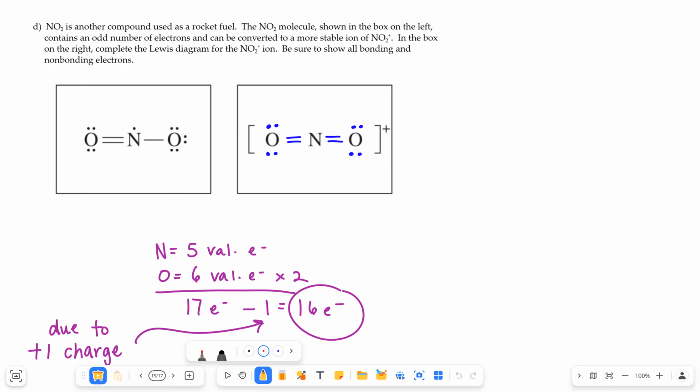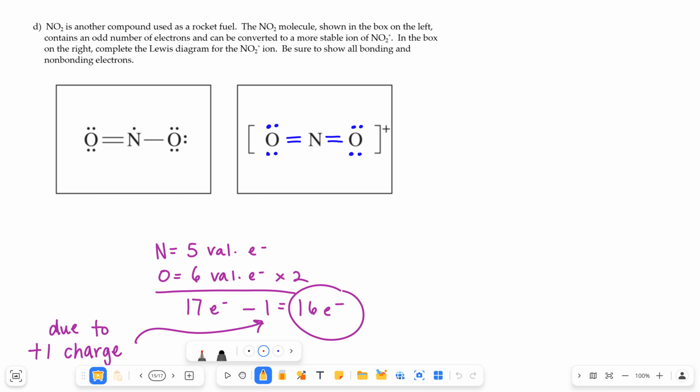In the box on the right, we want to complete the Lewis diagram for NO2+, showing all bonding and non-bonding electrons. Now, a couple errors that occurred were usually that people just didn't get the right electron count. So the nitrogen has 5 valence electrons, the oxygen each have 6, which gives you a total of 17. But then that +1 charge means you're going to lose an electron. So often people added an electron and then they drew a structure with 18 rather than 16.